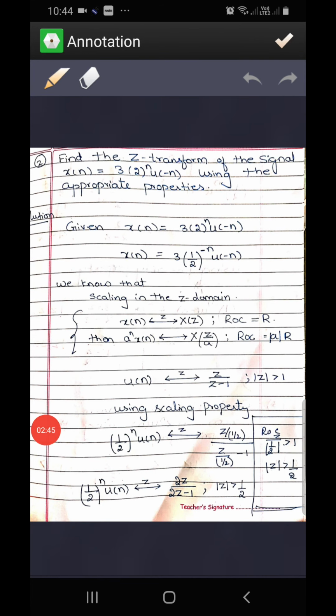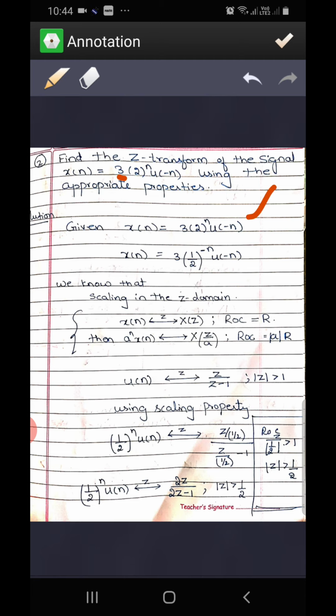Now let us solve another problem. Find the z transform of the signal x of n is equal to 3 times 2 raised to n u of minus n using the appropriate properties. So now we have to represent this one. If you observe, you have u of minus n.